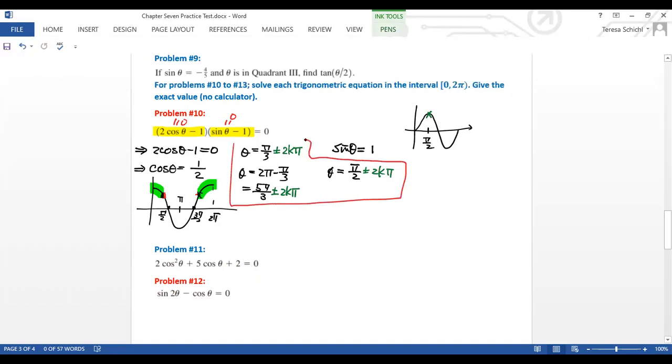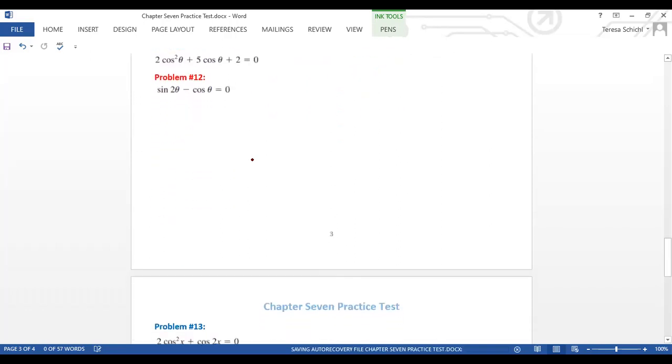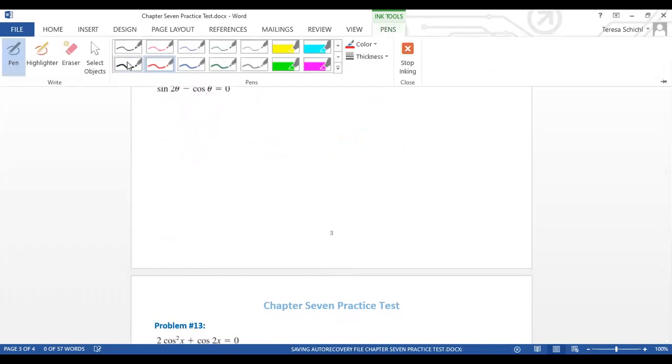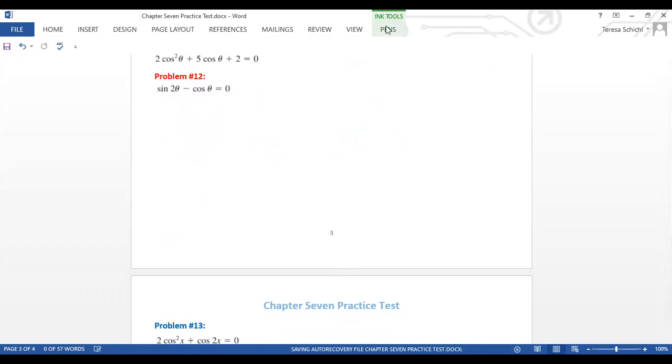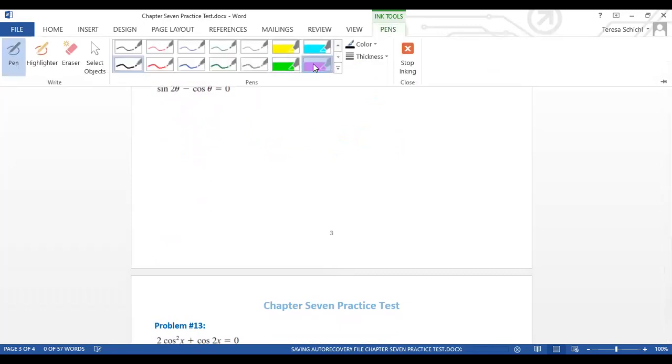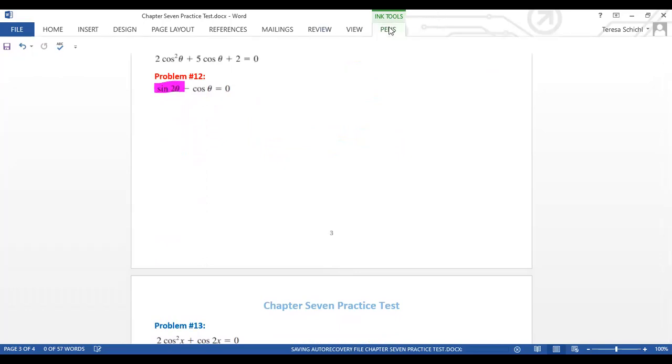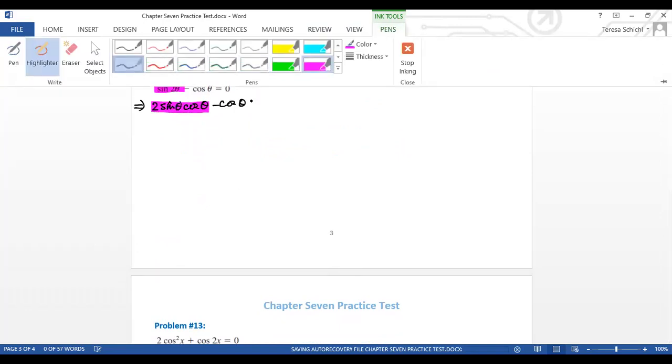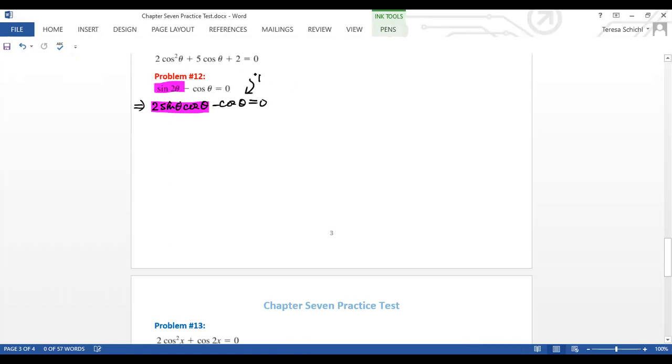All right, let's take a look at problem number 12 again. Problem number 12. This is sine 2 theta minus cosine theta. So the first thing I will think about, how do I solve it? Maybe I can factor. So what is 2 theta? You say, oh, 2 theta is a double angle. So I can change the sine 2 theta to 2 sine theta cosine theta minus cosine theta, right? So you use the double angle formula, right? So this will be equal to zero.